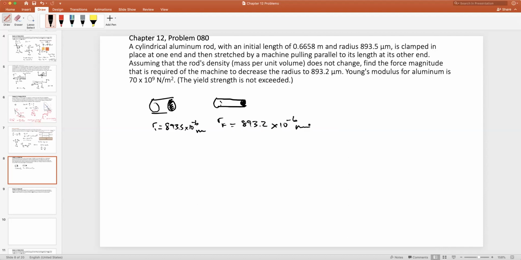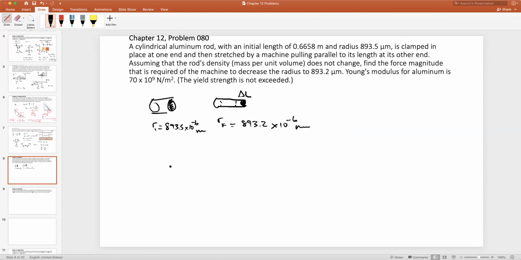Okay, so this thing, when it got stretched, we don't know what delta L is, but we've got to figure out what delta L is. We're not given delta L though, we're just told that the radius changed. And that's where the problem comes in.